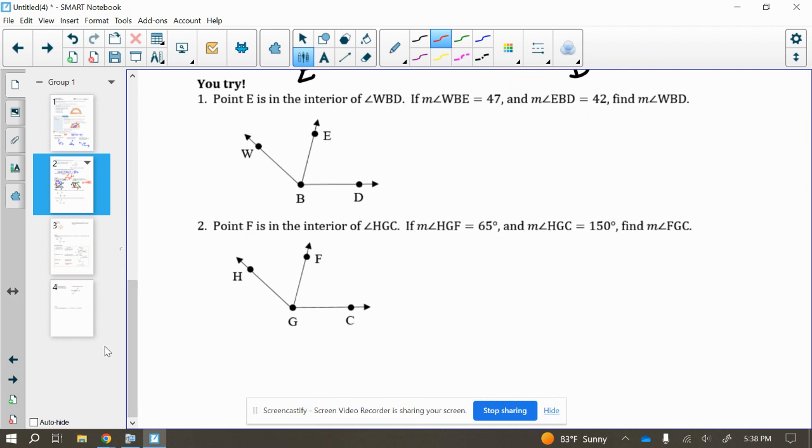Try the next two examples on your own. Make sure you label and find the measure of WBD. Try number 2 then. Measure and find angle FGC.